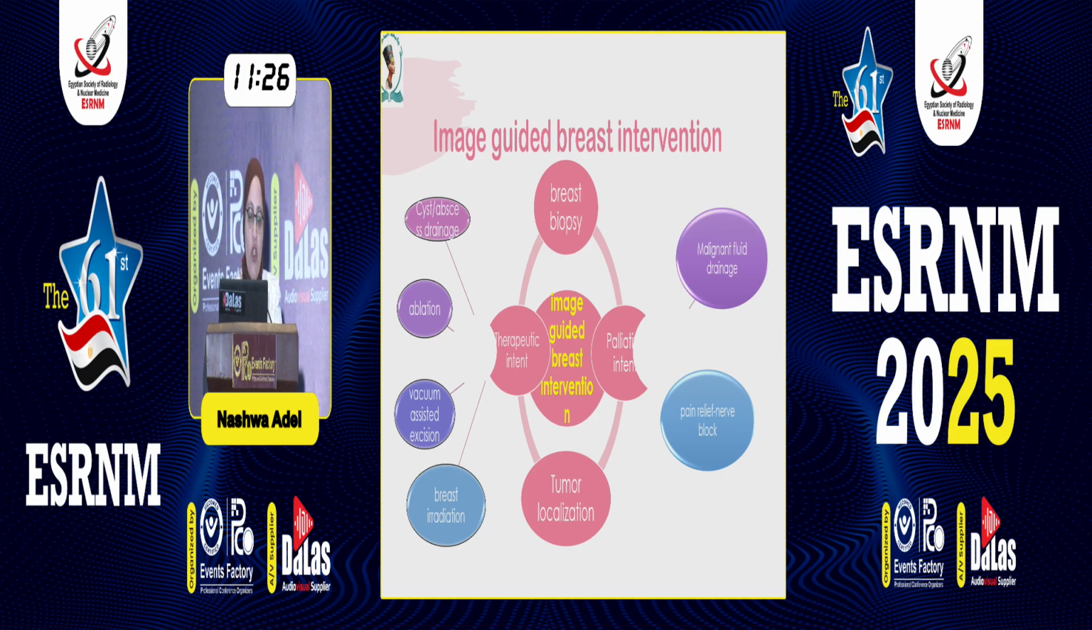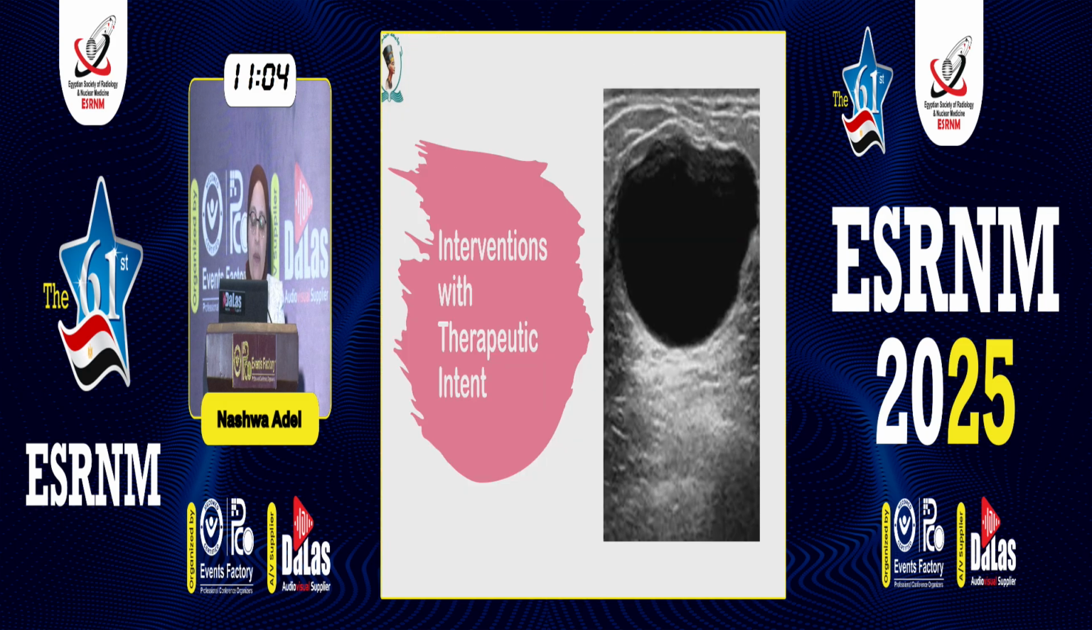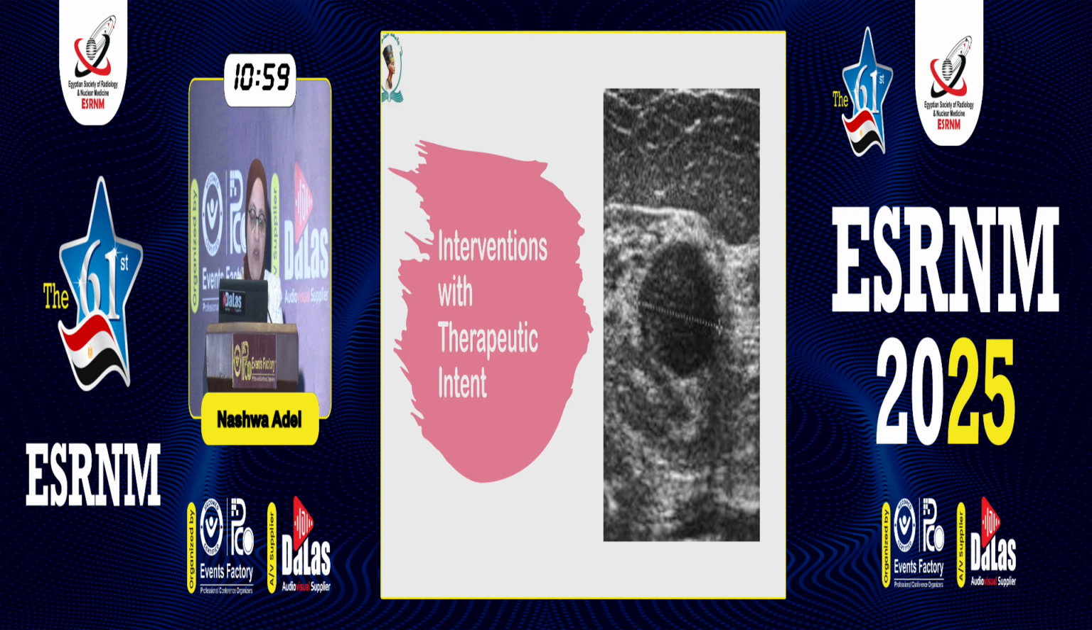Image-guided breast intervention also includes therapeutic intent, for cyst or abscess drainage and vacuum-assisted excision. Cysts are non-specific and may be asymptomatic, but when large in size they become symptomatic, and when complicated by infection or hemorrhage, this will be the cause for drainage. Large cyst, anechoic or complicated with heavy internal echoes and turbidity seen within.